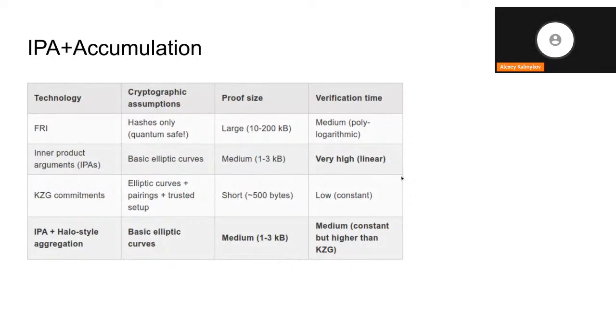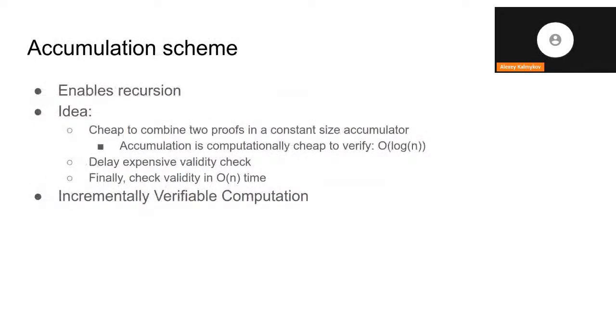Okay, so that brings us to the last part, the accumulation scheme. Again, the accumulation scheme is something that enables recursion for us, and the idea is pretty simple. It turns out that it's much cheaper to combine two proofs in a constant size accumulator, and it takes logarithmic time. Then we can delay the validation, which is expensive, this linear time IPA verification, and only then spend linear time checking the proof. This is the so-called incrementally verifiable computation scheme that is underlying all kinds of ZK EVM virtual machines nowadays.